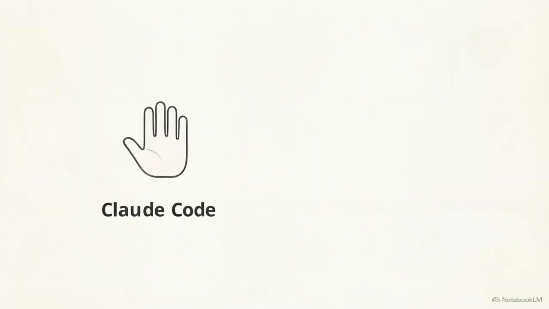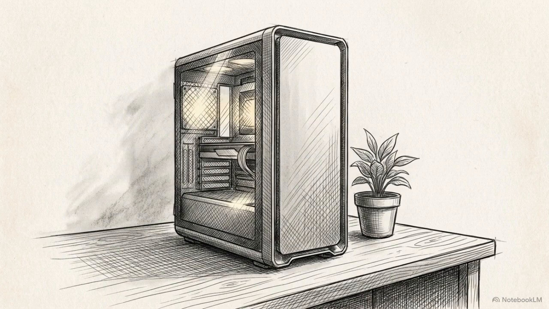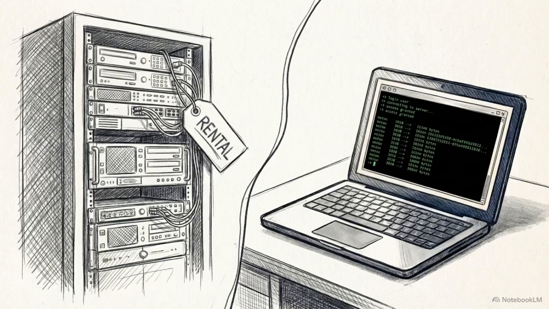By combining Claude Code's framework with Ollama, a tool that runs AI models locally, we can build a free, offline, and unlimited coding powerhouse. This moves us away from renting cloud-based assistance. Instead, you can run an autonomous coding engine that remains entirely on your own hardware.